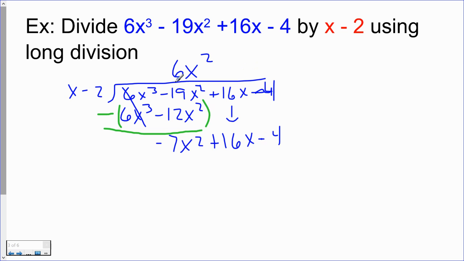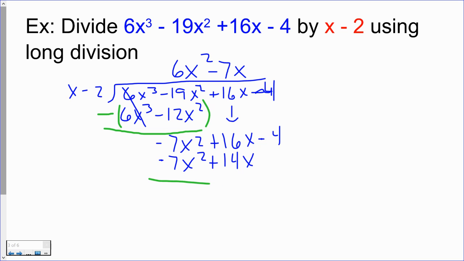So let's start again. What times x is going to give you a negative 7x squared? Let's start with the x's. X times x will give you x squared, so I know this is going to be just an x. And then some number times 1 will give you a negative 7, so it's going to be a negative 7. So now I have to, almost like a distributive property, negative 7x times x, that's negative 7x squared. And then negative 7x times a negative 2, that's a plus 14x.